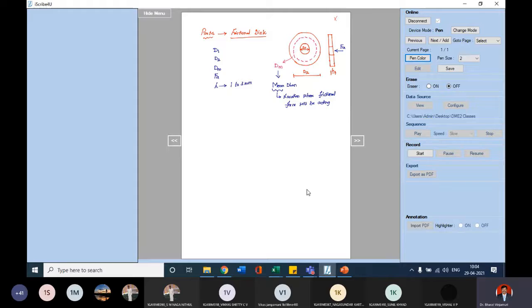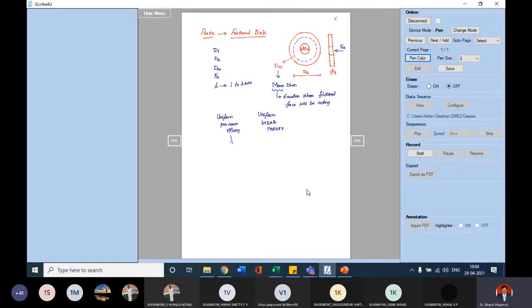Once you are done with this, there are two conditions that always come into the picture during the design. We call this the uniform pressure theory, and you have something called the uniform wear theory. So these are the two theories we will be working with.